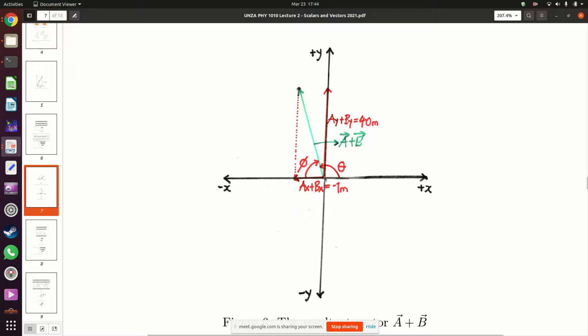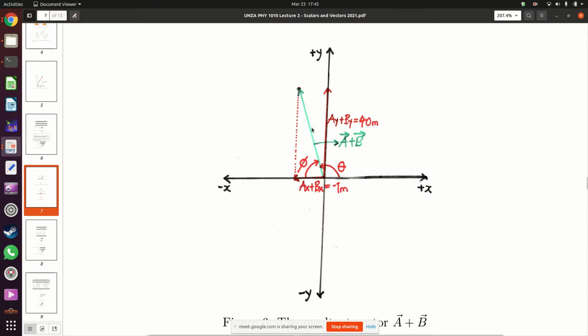So you move along the x component like this, then you move along the y component like that, and you end up at that particular dot. You started from here, then you end up there. That is the same as moving along this green line. If you move -1 meters this side, then 40 meters up, that is the same as moving along this green line. Is that clear? Yes, it is clear, sir.